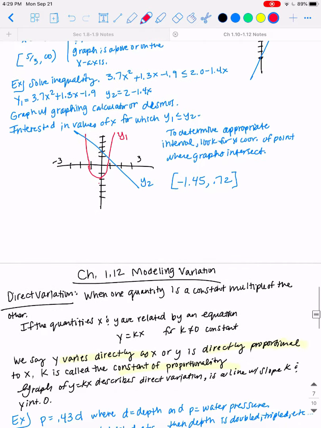Okay, so here's our example. Solve the inequality 3.7x squared plus 1.3x minus 1.9 is less than or equal to 2 minus 1.4x. So our y1 is going to be the left side, and then our y2 is going to be the right side. Alright, so we could graph it with a graphing calculator or Desmos. So I'm going to go ahead and pause the video and graph it on Desmos.